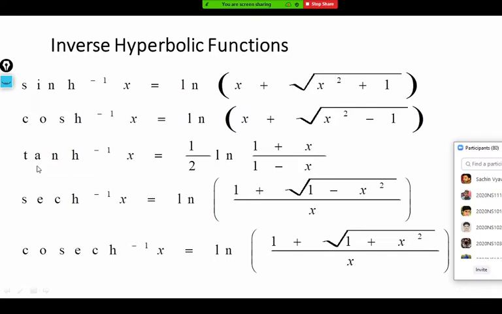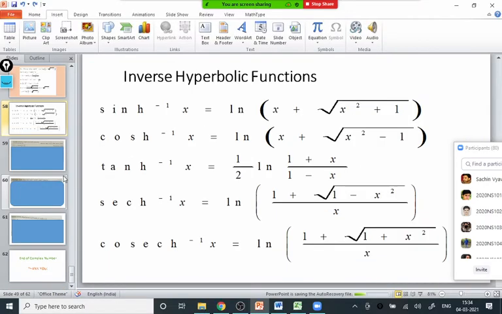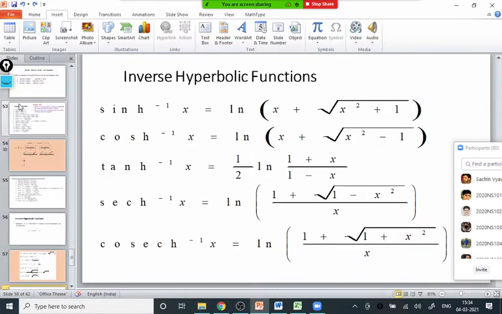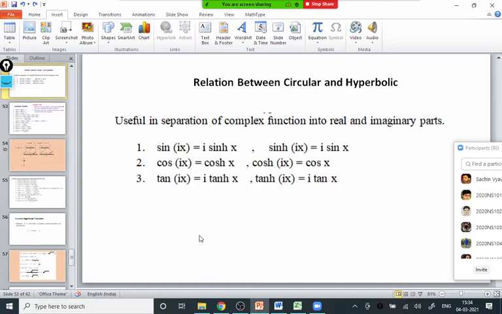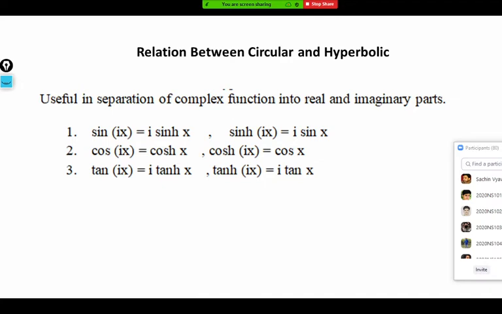Sir, can you please show the slide which contains cos of ix is equal to cos hx? Okay, cos hx, sorry. Just a minute. Okay. Got it, sir. Thank you. So the only thing happening is that a circular function is converted to hyperbolic, or hyperbolic is converted to circular, and that iota will come out provided it is an odd function.